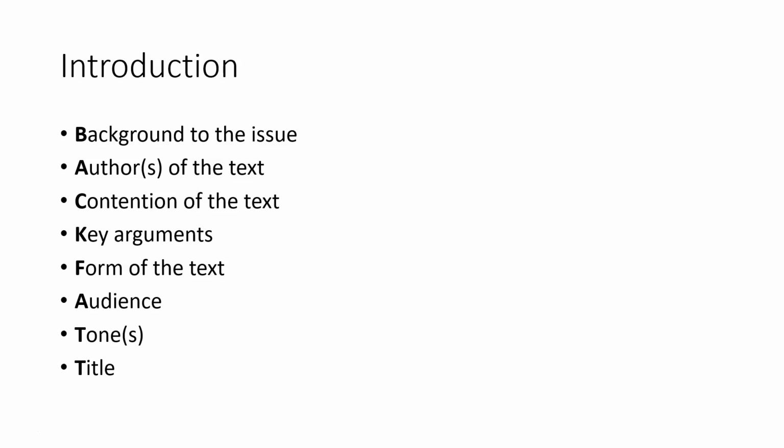So in the introduction, there's the background to the issue, author of the text, contention of the text, key arguments, form of the text, audience, tones if there's more than one, and also the title of the text. Now, this doesn't mean that you need to include this many sentences, because of course you can concisely express all of these things in maybe 2 or 3 sentences, but these are the things that you need to include in your introduction.